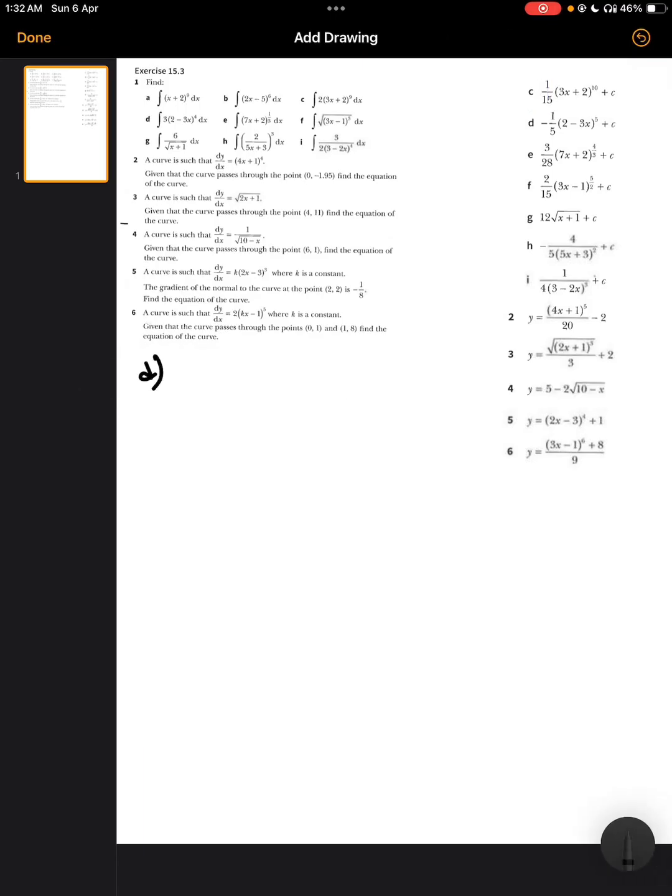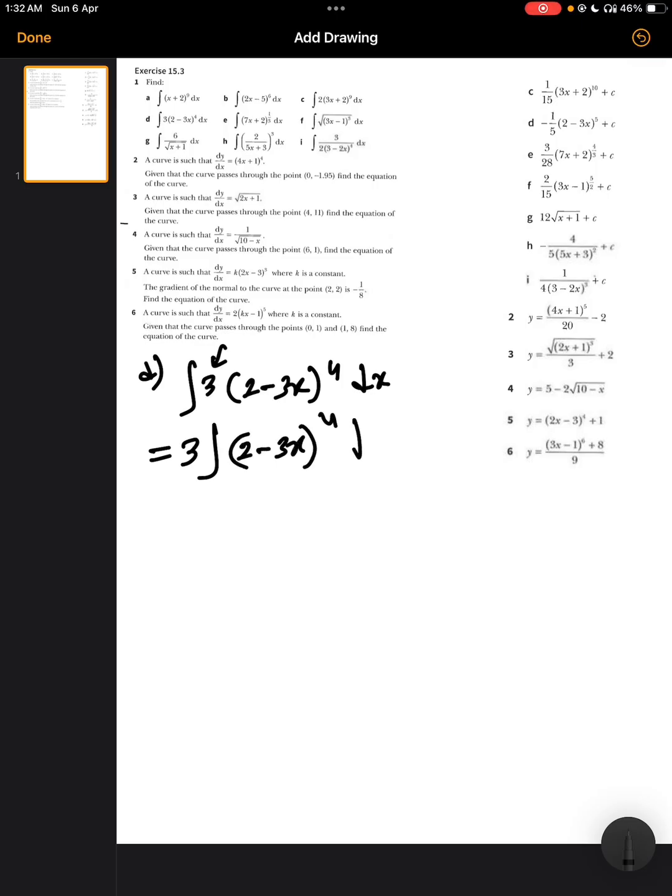Question number d. The similar type of maths, right? The integration of 3 times (2 minus 3x) to the power 4 dx. Here 3 is a constant, so I can keep it in front, outside of the integral. So the integral of (2 minus 3x) to the power 4 dx here. So I have to arrange these terms as 3 times the integration of (minus 3x plus 2) dx.